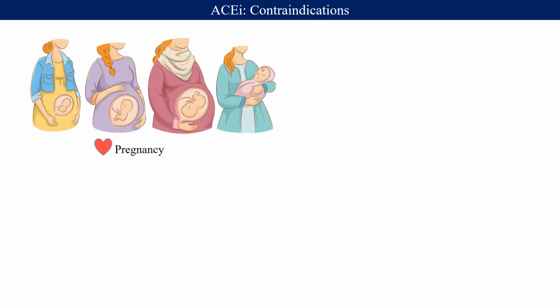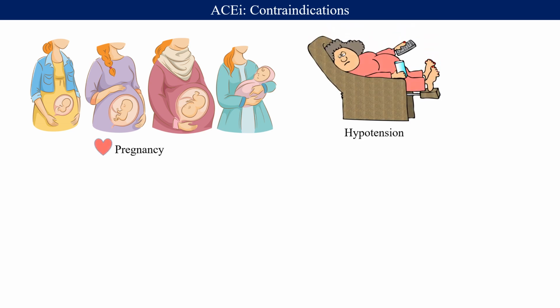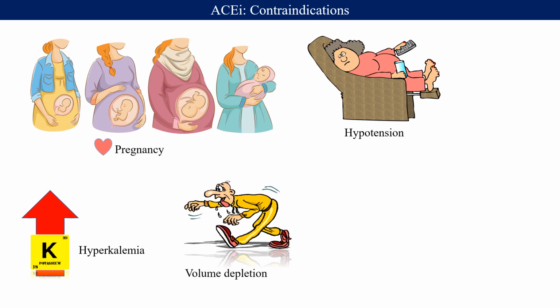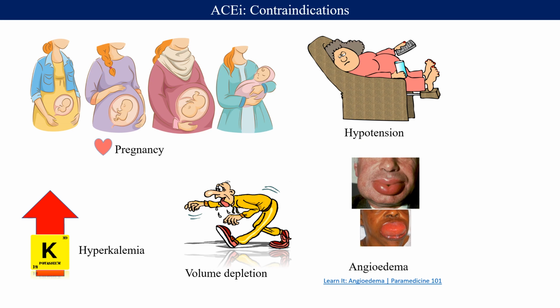ACE inhibitors are great drugs, but there are a few very serious contraindications that must be mentioned. These include their use at any stage during pregnancy, including the breastfeeding period. The latter because the medication can end up in the mother's milk and be passed on to the baby. Hypotension, hyperkalemia, hypovolemia, known history of angioedema on any RAS inhibitors, and history of intolerance to these medications.